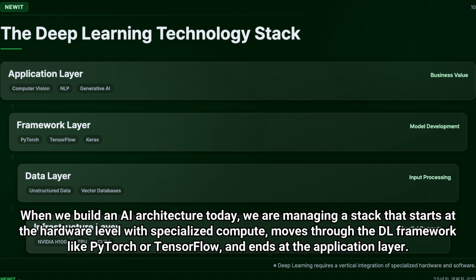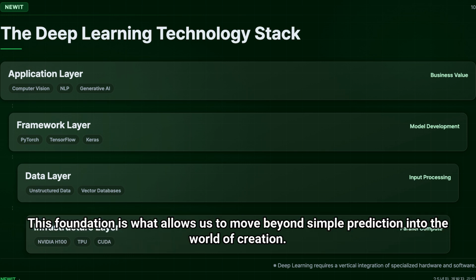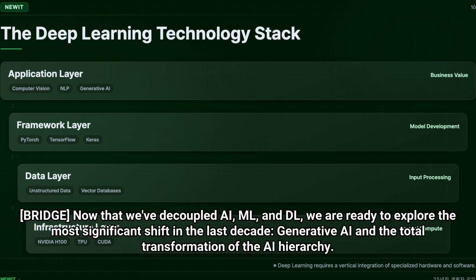When we build an AI architecture today, we are managing a stack that starts at the hardware level with specialized compute, moves through the DL framework like PyTorch or TensorFlow, and ends at the application layer. This foundation is what allows us to move beyond simple prediction into the world of creation. Bridge: now that we've decoupled AI, ML, and DL, we are ready to explore the most significant shift in the last decade, generative AI, and the total transformation of the AI hierarchy.